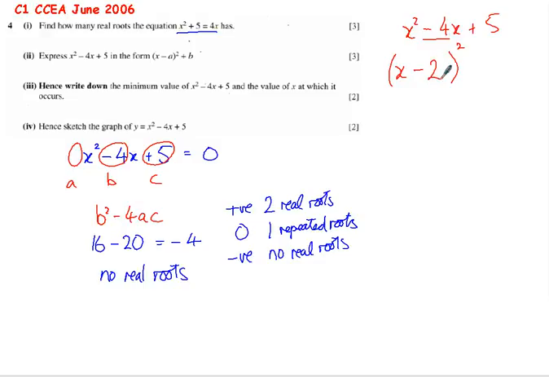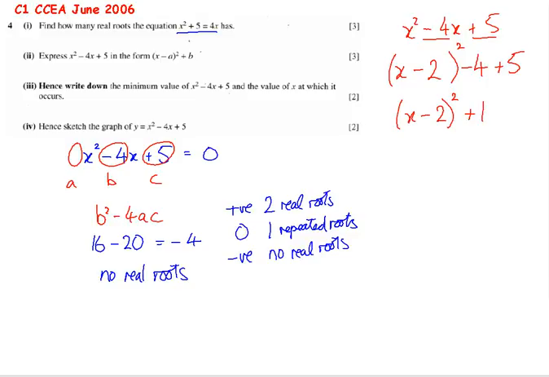Now, if I square out x minus 2 all squared, I get x squared minus 4x plus 4. So to make this bracket the same as the first two terms, I have to subtract that extra 4. So I take away that 4, and then I tag on the plus 5 at the end. And so we simplify that down: x minus 2 all squared plus 1. That's it. We've expressed it in that form by completing the square.